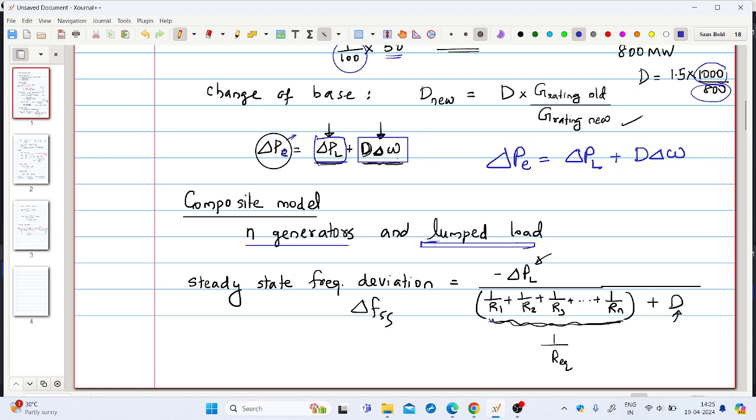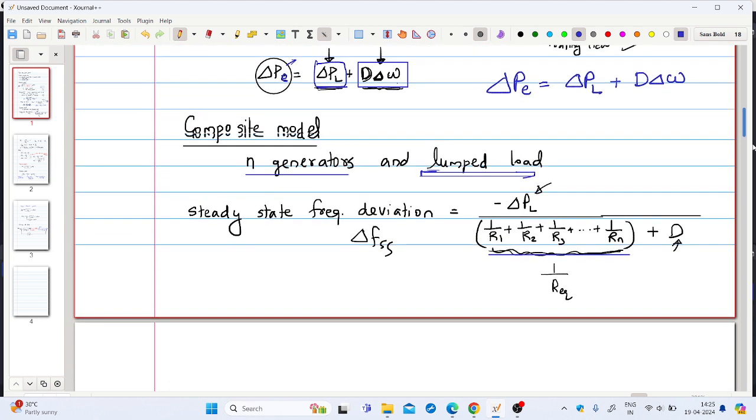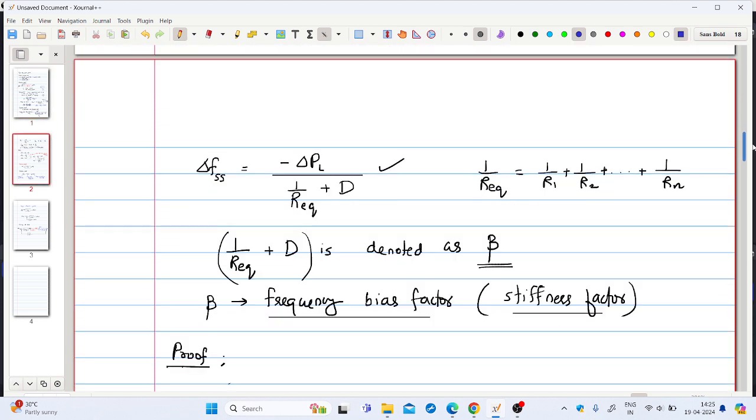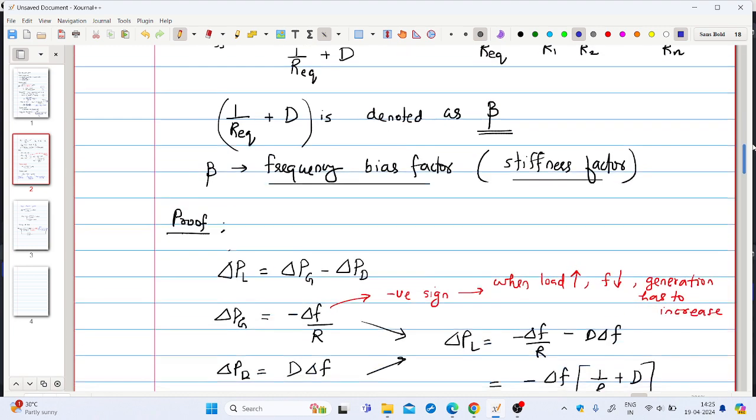This can be represented by 1 by R equivalent. These R1, R2, R3 etc. are the speed droop coefficients of the n generators in that power system. So we can write it like this. Then this 1 by R equivalent plus D term is denoted as beta, which is called the stiffness factor or frequency bias factor.